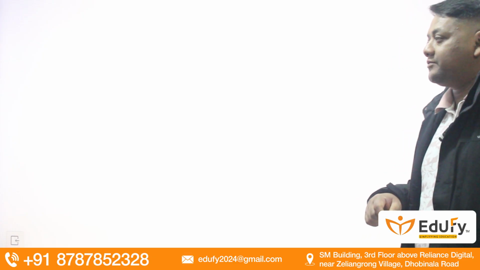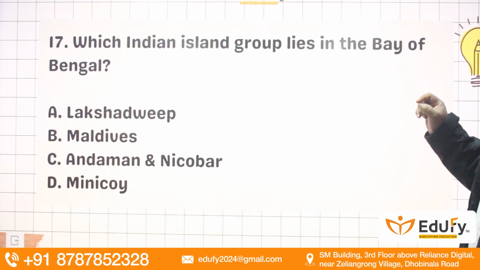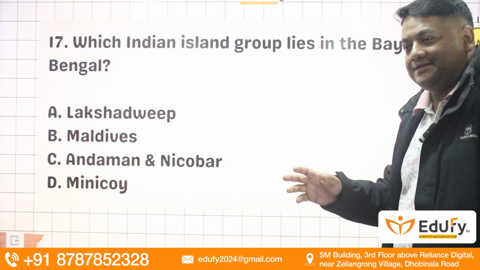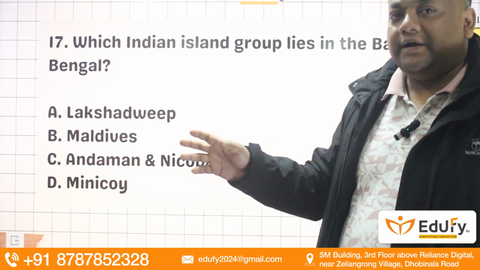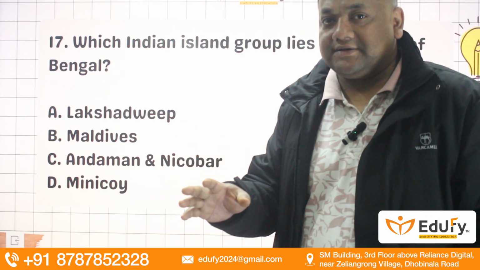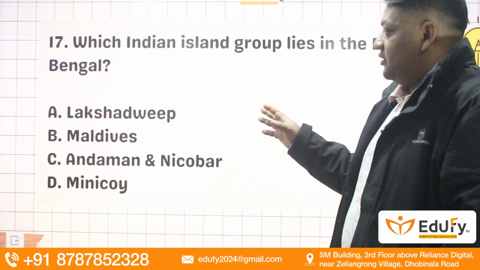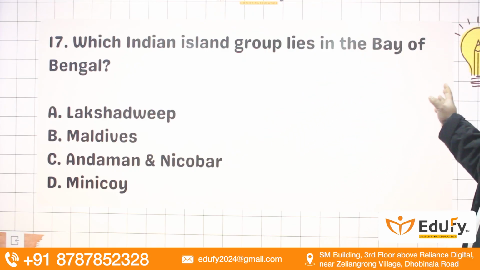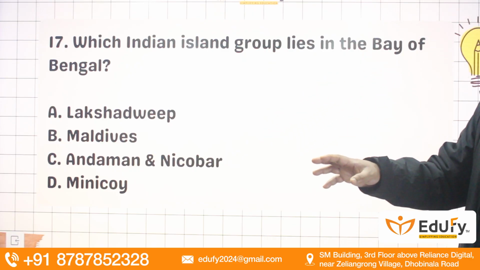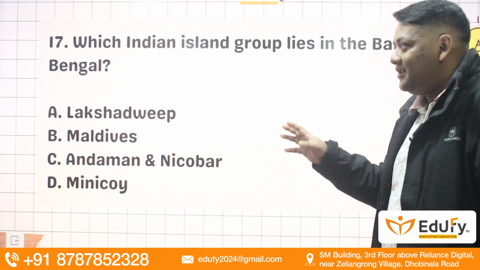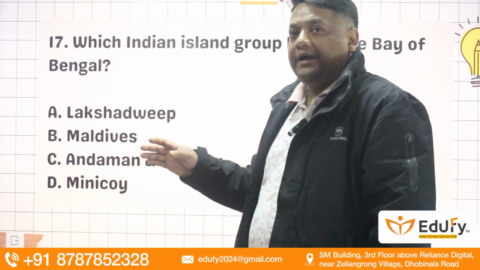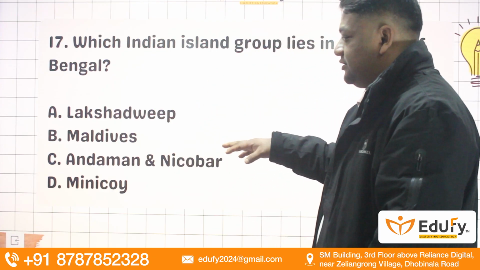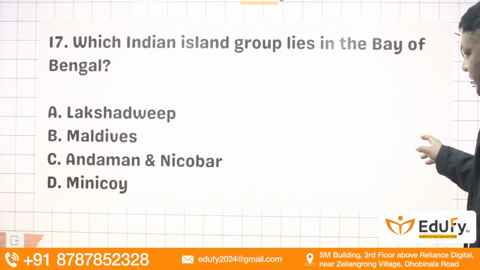Okay. Next question. Which Indian island group lies in the Bay of Bengal? We all know that the Bay of Bengal is on the eastern side of India and the Arabian Sea is on the western side of India. So the eastern side of India is where the Bay of Bengal is, right? So we all know Andaman and Nicobar is the island group in the Bay of Bengal and Lakshadweep is in the Arabian Sea. So for this question, the right answer is C, Andaman and Nicobar.